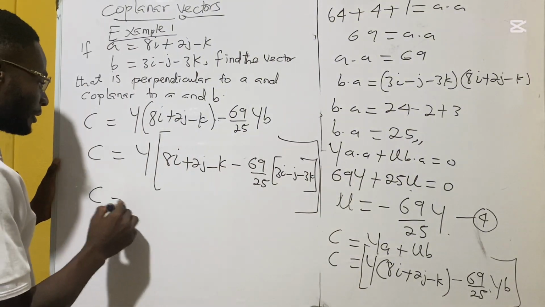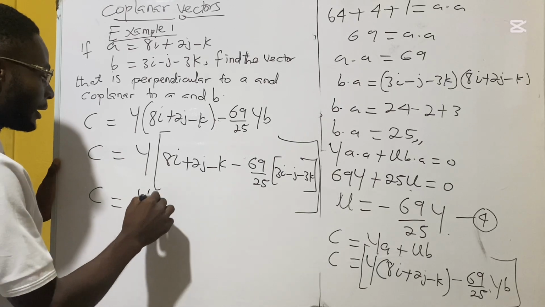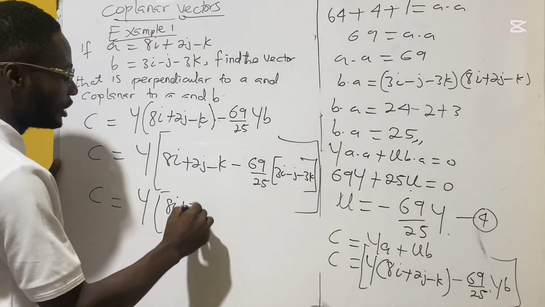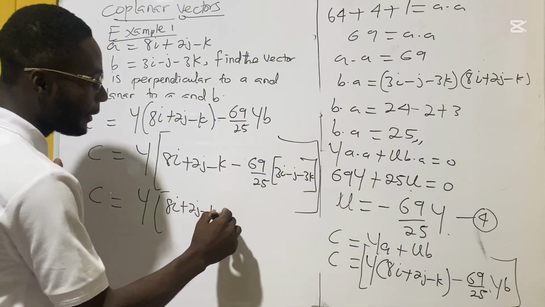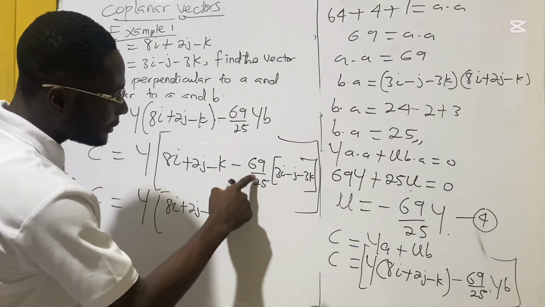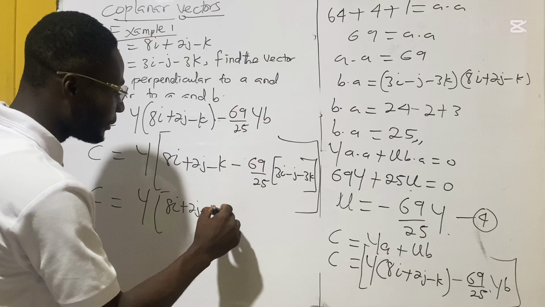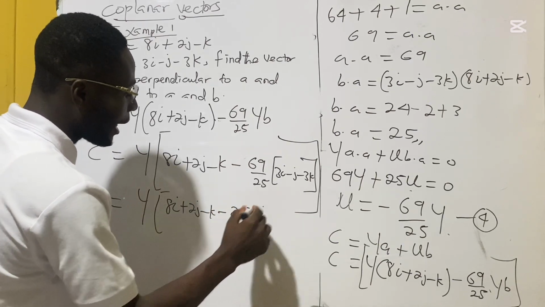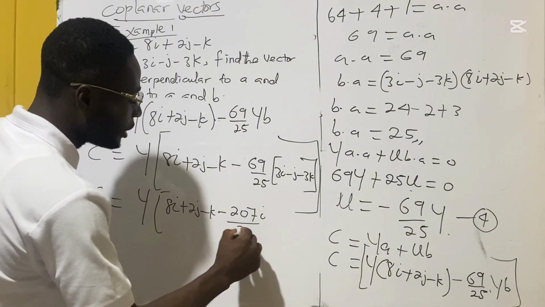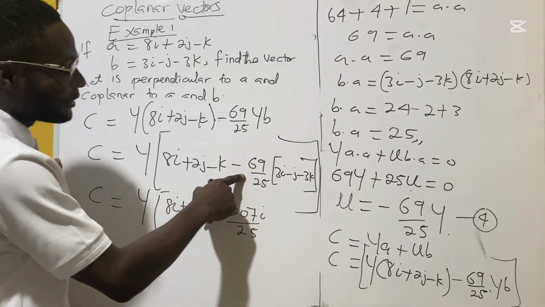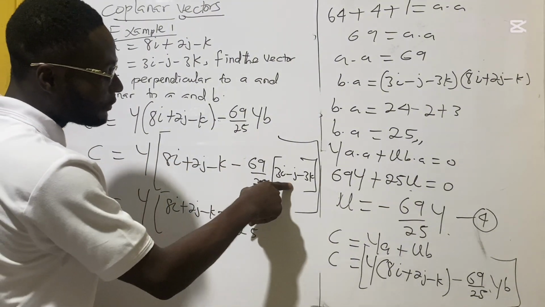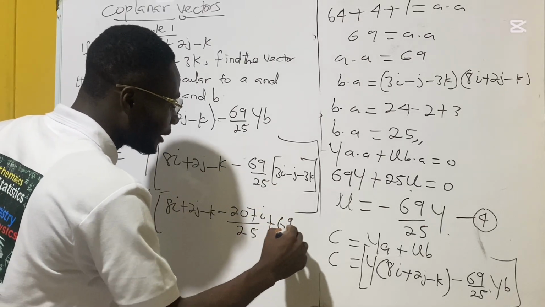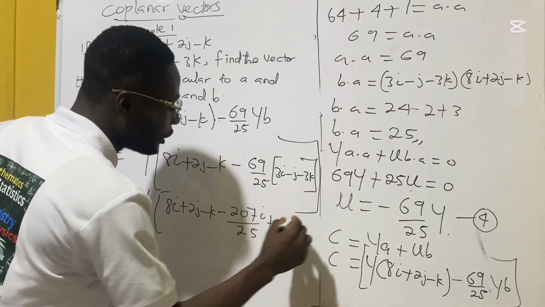So we can say that C equals gamma into 8i plus 2j minus k, minus 69 over 25 times 3 becomes minus 207i over 25. Then minus 69 over 25 times minus 1 becomes plus 69 over 25 j.